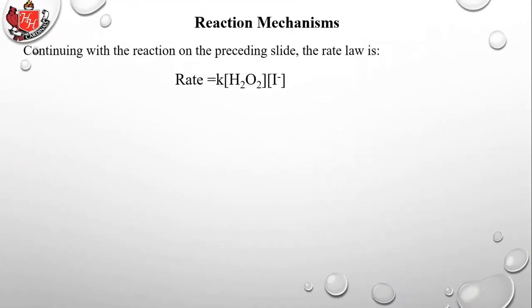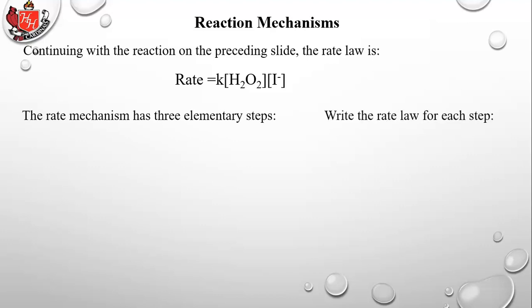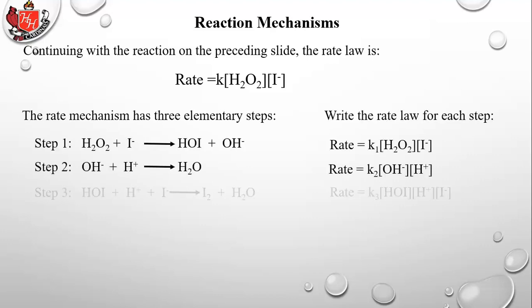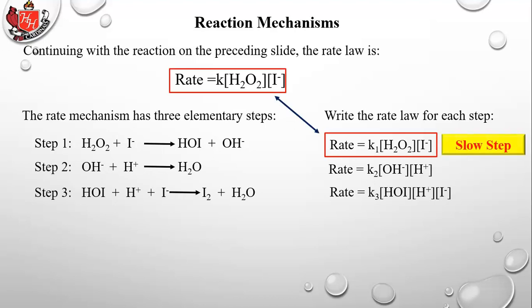Continuing with the reaction on the preceding slide, the rate law is, as we saw, rate equals rate constant times concentration of H2O2 times concentration of I minus. The reaction mechanism has 3 elementary steps, and we saw those already. There they are. So the rate law, you'll notice this is a key. The rate law of the slowest elementary step is the rate law for the overall reaction.